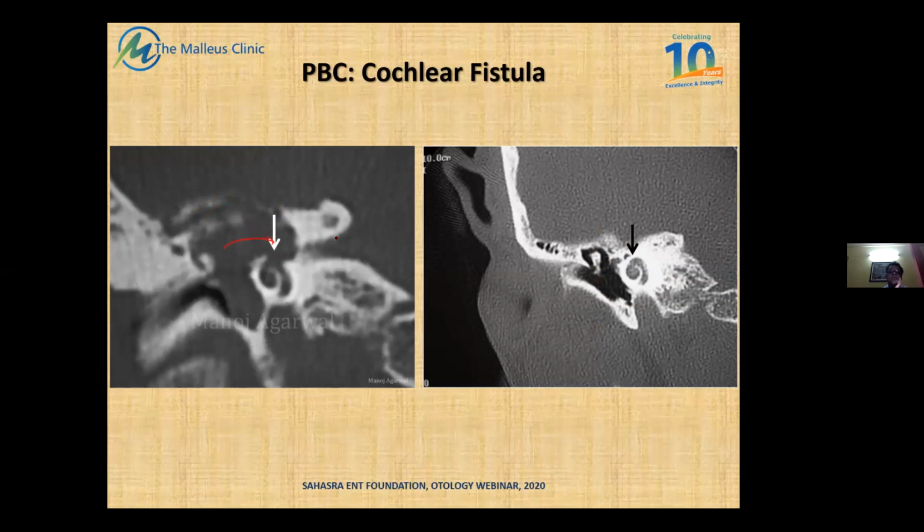Again, the supralabyrinthine route. Not only that, if you see here clearly, you see the internal auditory canal coming here. So probably, I do not have the sequence over here, but probably I do not remember.